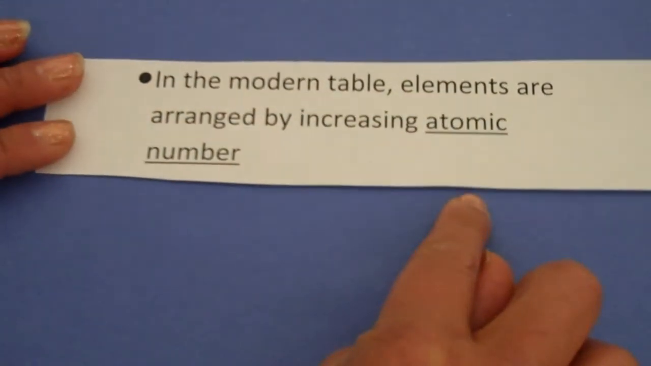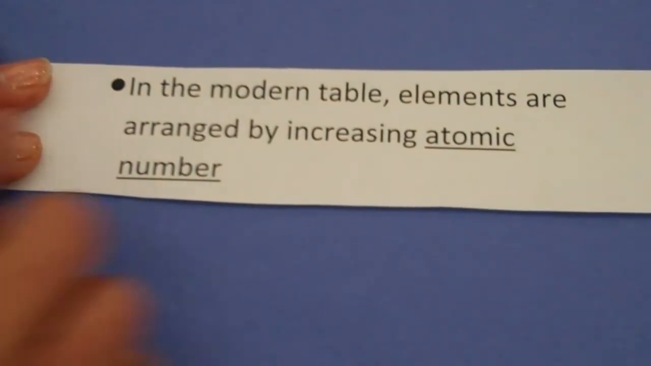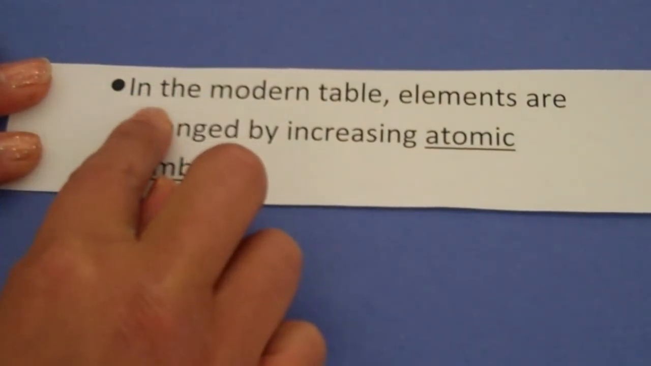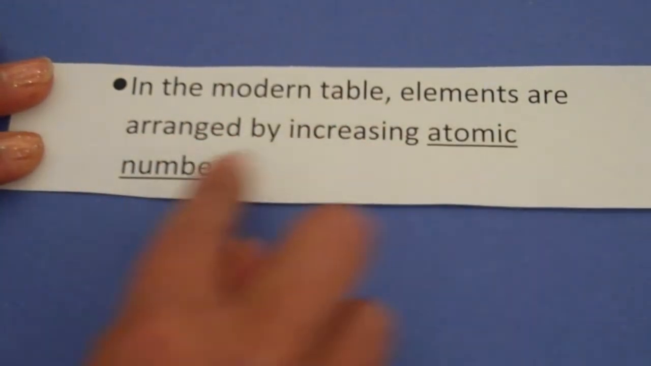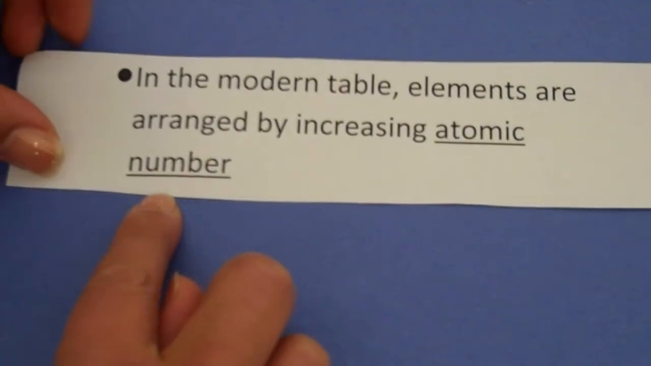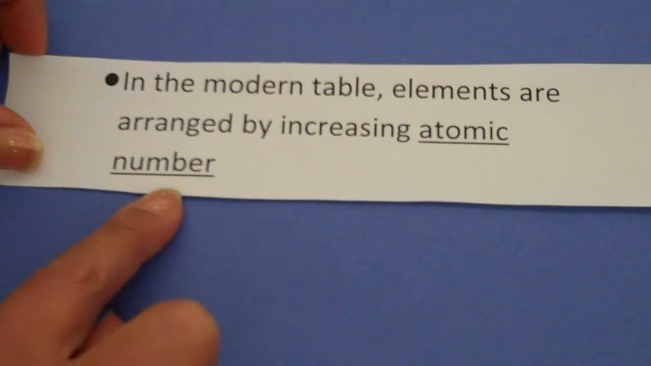Now, we take his periodic table and make a modern version, putting in the elements that we know, all 100 and about 18. In the modern table, elements are arranged by increasing atomic number. Okay, and we'll go over what atomic number is, but for now, just write down the vocab word.